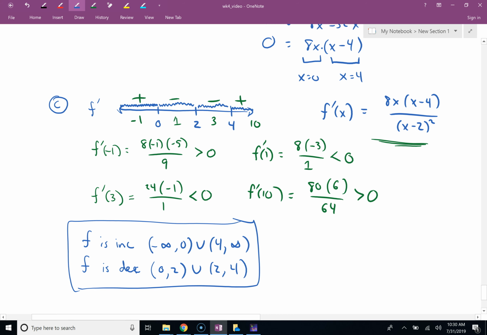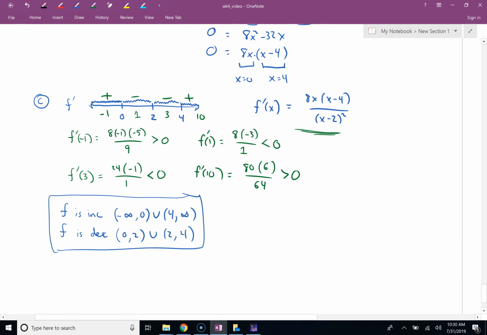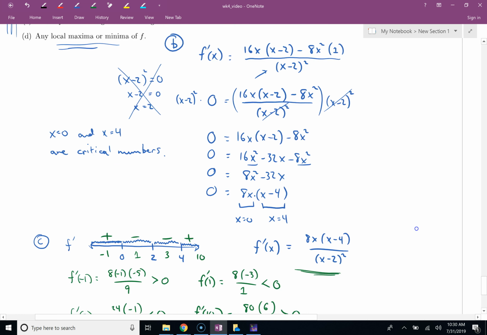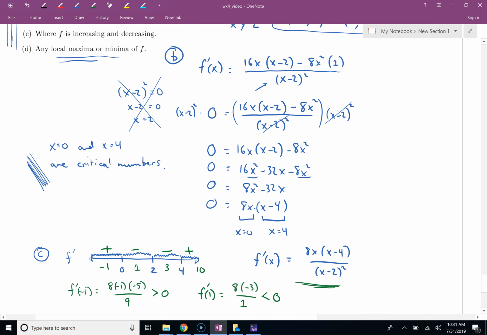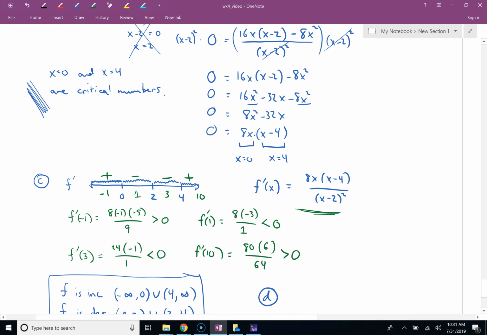Let's go ahead and do our final part, part D. We want to go ahead and classify our critical numbers as either local mins or local maxes, right? So we want to find any local maxima or local minima of f. So the first thing, local maxima and minima are always critical numbers. So we need to be looking at our critical numbers here, 0 and 4. And in fact, I like to do this, and it follows quite quickly from part C.